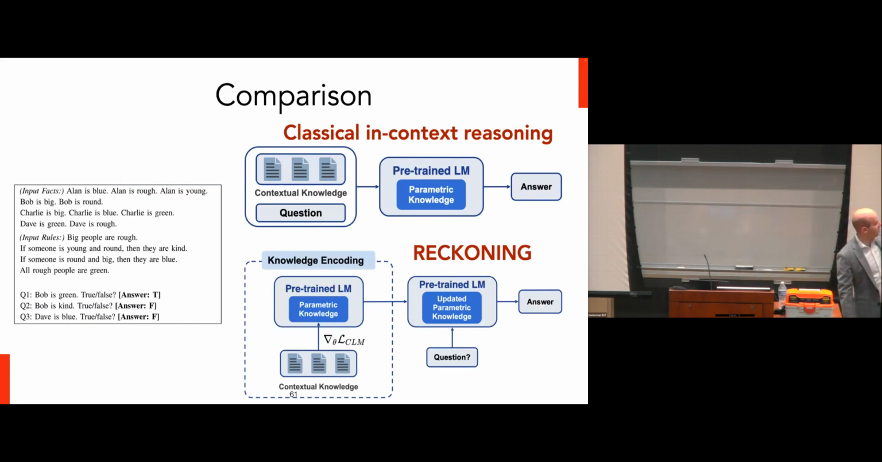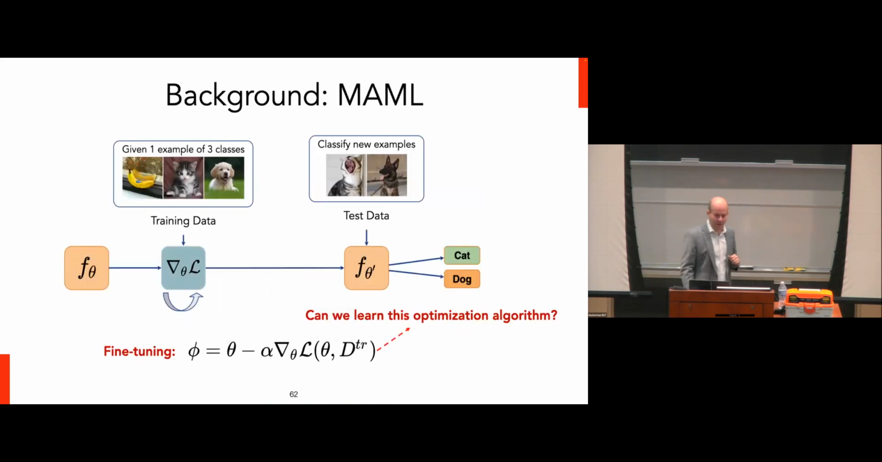In a typical system before, you get your contextual knowledge, get your question, do a forward pass through the model, get your answer. Now, you're going to encode that contextual knowledge into the parameters of the system. And then later on, at any point, I can give you a question, and you're going to be able to answer that question in real time. So how are we going to be able to do this?